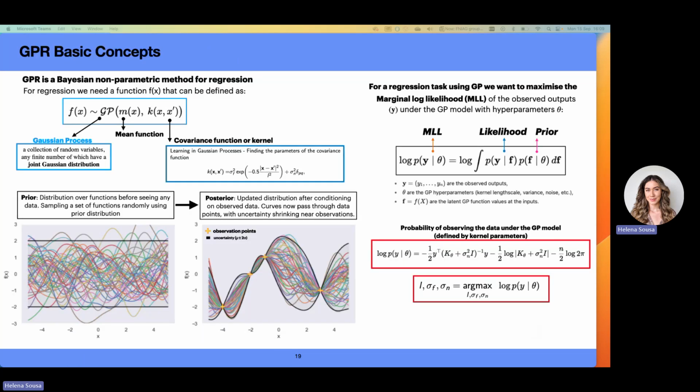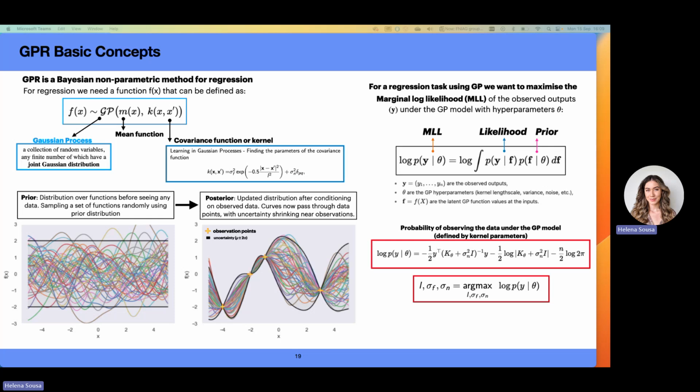Okay, so just as a reminder again, we have Gaussian process regression, which is a Bayesian non-parametric method for regression, in which, instead of assuming a fixed form for this function f of x, we place a distribution over possible functions. So here it just means that this function f of x is drawn from a Gaussian process, which can be defined by a mean and a covariance function, or a kernel. And this kernel encodes how correlated our function values are at different points.